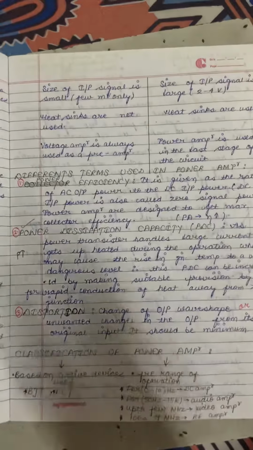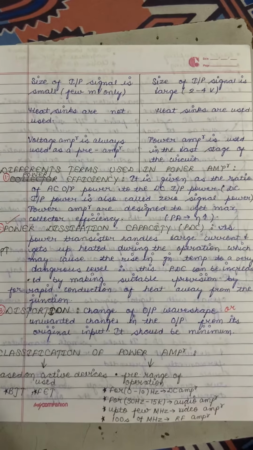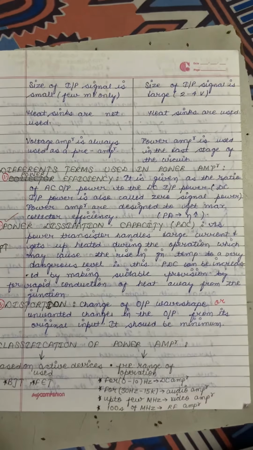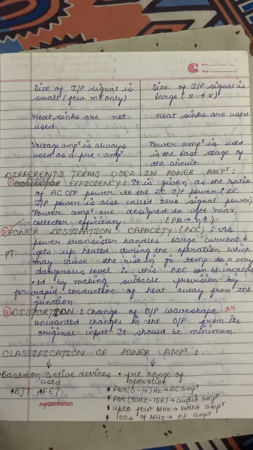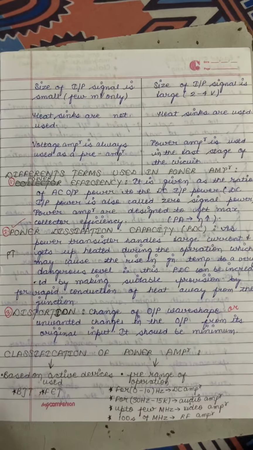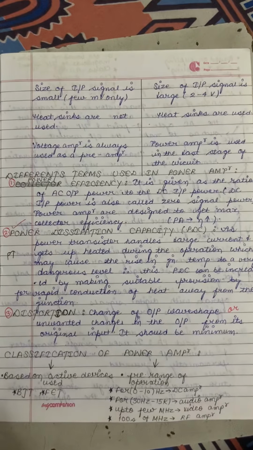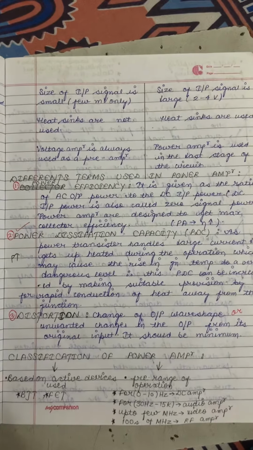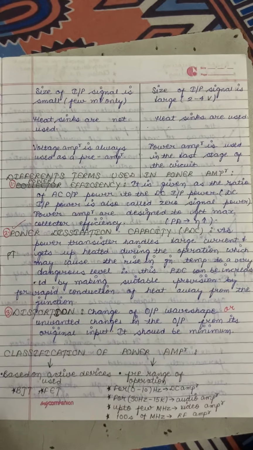The size of the input signal is small, a few millivolts only, in a voltage amplifier, and the size of the input signal is large, that is 2 to 4 volts, in a power amplifier. Heat sinks are not used in the case of a voltage amplifier, and heat sinks are used in the case of power amplifiers. A voltage amplifier is always used as a pre-amplifier stage, and a power amplifier is used in the last stage of the circuit.